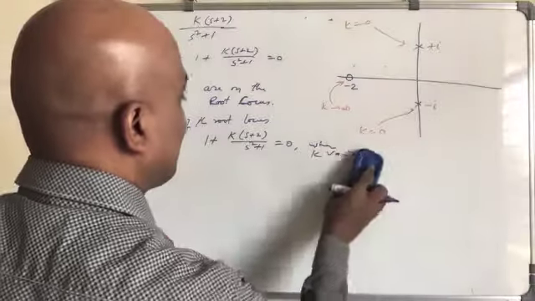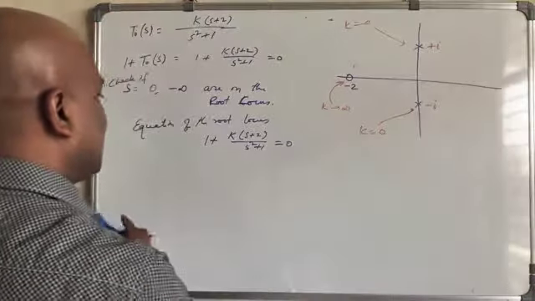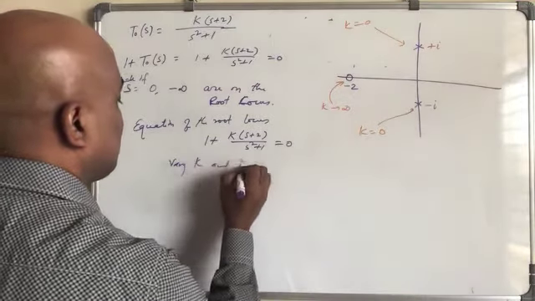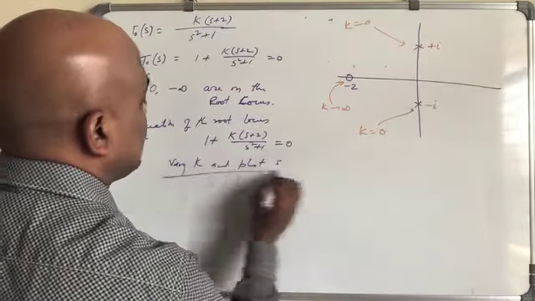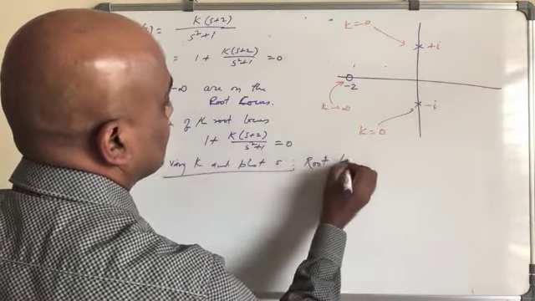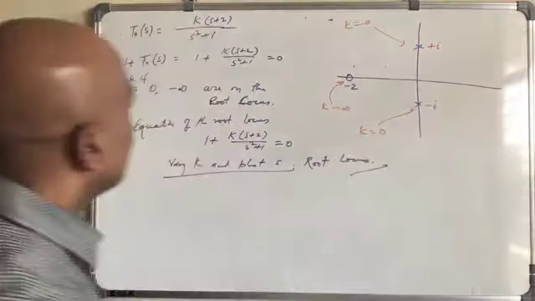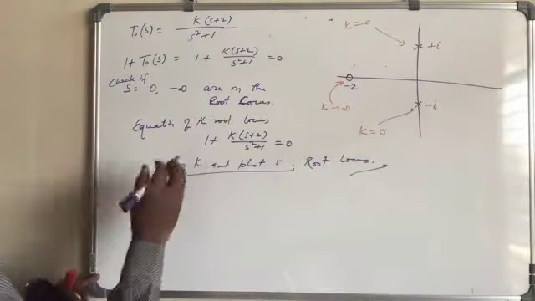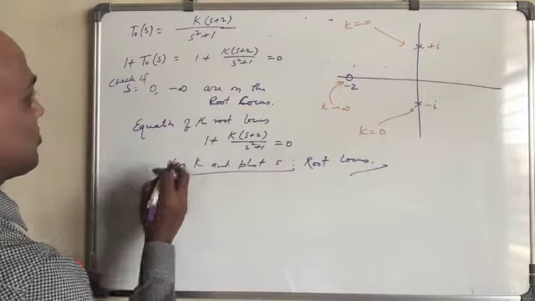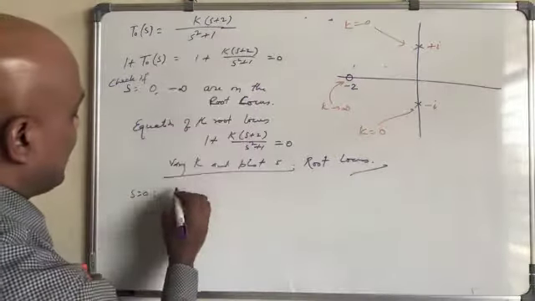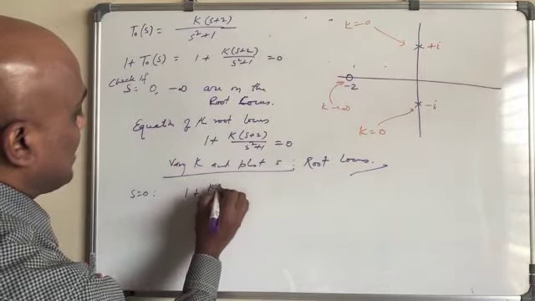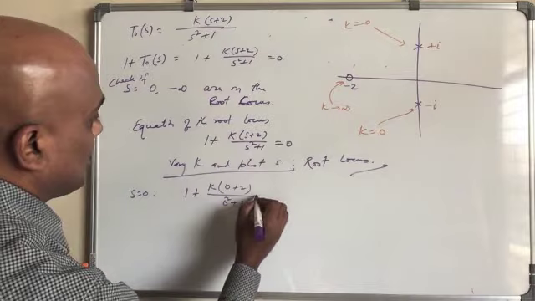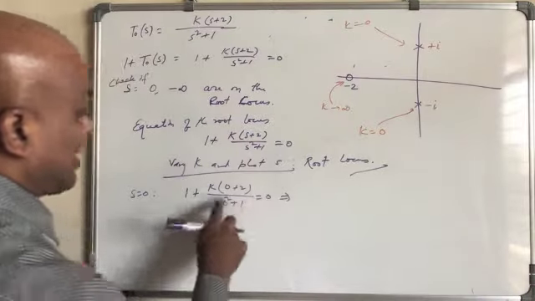What you have to do? Vary k, plot s. So you vary k and plot s, that is what the root locus is. Now we can check whether s equal to 0 is on the root locus or not. So s equal to 0, put it here. We get 1 plus k (0 plus 2)/(0 square plus 1) equal to 0, and we can find out the value of k.